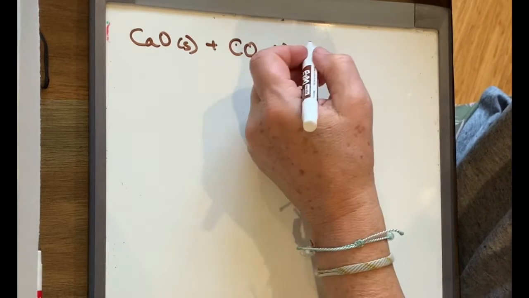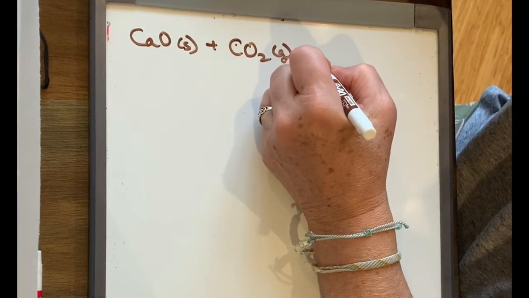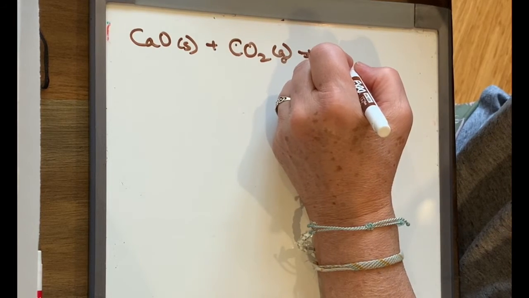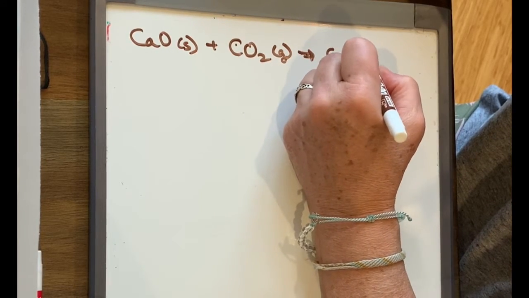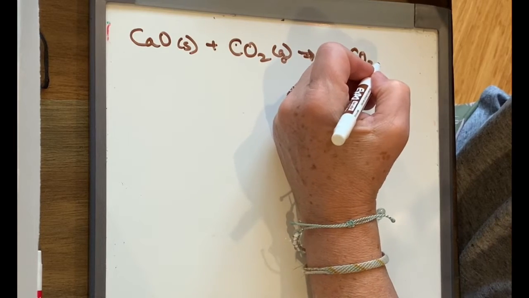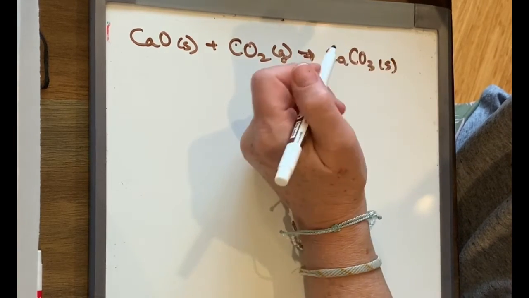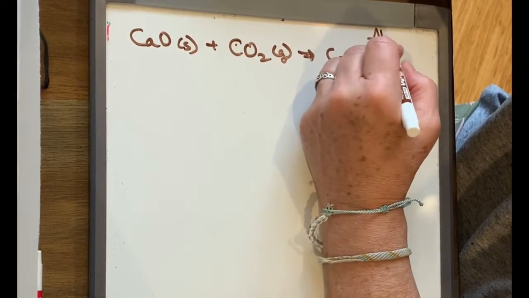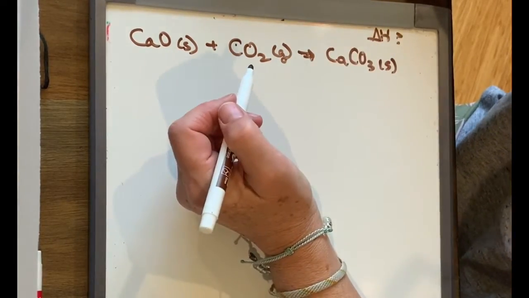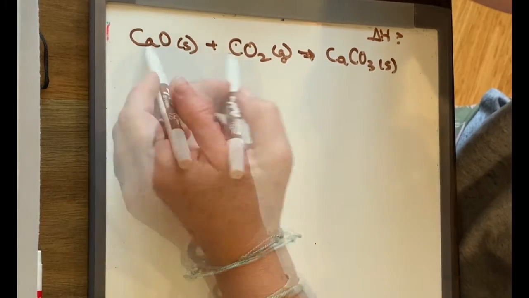The resulting calcium carbonate, and we know that that is CaCO3, and is a major component of their shell. We know that it's a solid. All right, and then they want to know what the delta H is. All right, first of all, we have to make sure we have everything.